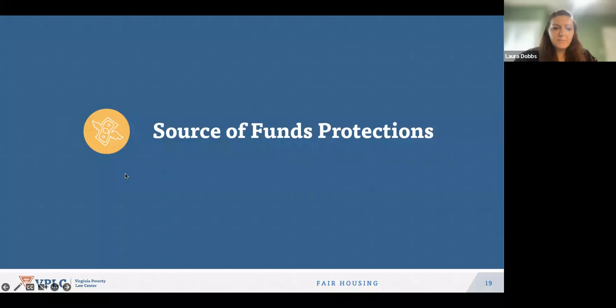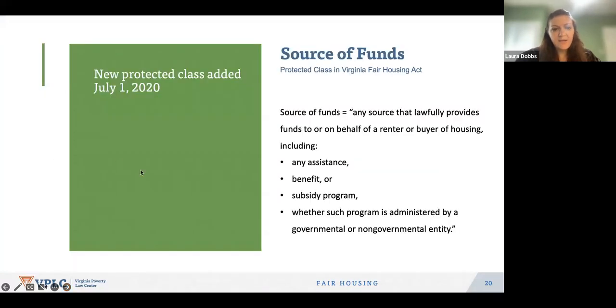So now to get into some specifics. Virginia added source of funds to our Fair Housing Act back in 2020. As of July 2020, these protections are in place. So what does source of funds mean? It refers to any source that lawfully provides funds to or on behalf of a renter or buyer of housing.